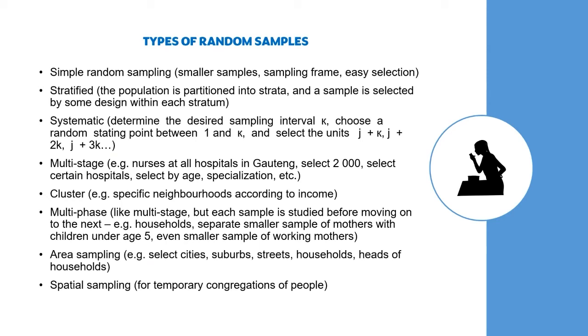You get multi-stage sampling, which is pretty much the same as multi-phase sampling, and you can read those examples for yourself. We get cluster sampling, which is where I cluster the whole neighborhood according to income, and I choose units from the higher income to the lower income in one neighborhood. We get area sampling. We get spatial sampling.